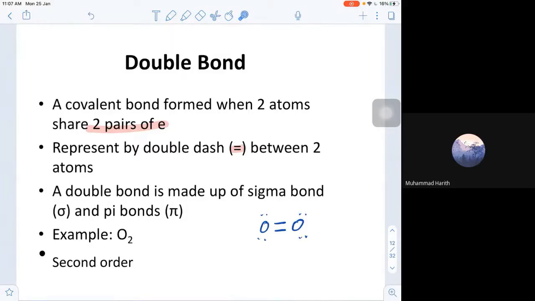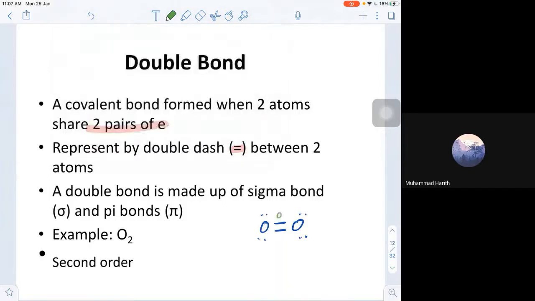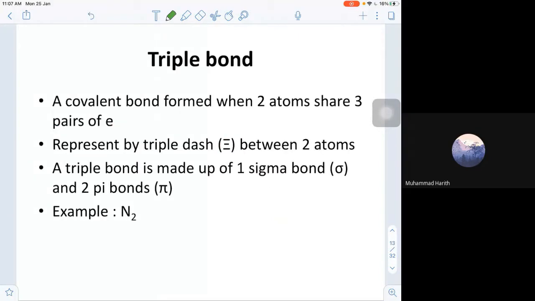When we have a double bond, we know that there are two bonds made between them, right? The first bond will be a sigma bond, and the second bond is a pi bond. We'll discuss after this what sigma and pi are. Don't worry. Let's look at the third bond order.